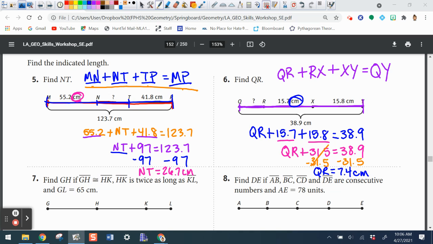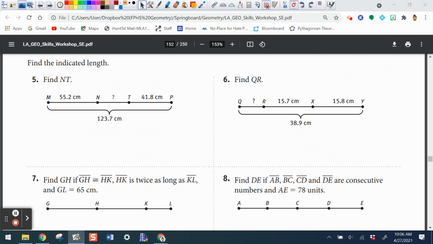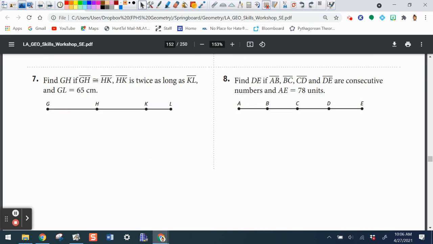Now, again, many of you are not approaching 5 and 6 with a formal equation, but it's going to really come in handy as we look at 7 and 8. So let's dive into 7 and 8. So 7 says, find the length of GH if GH is congruent to HK. So the first thing I'm going to do is show that these two segments are congruent. That's how we show that, GH is congruent to HK, with these little marks.